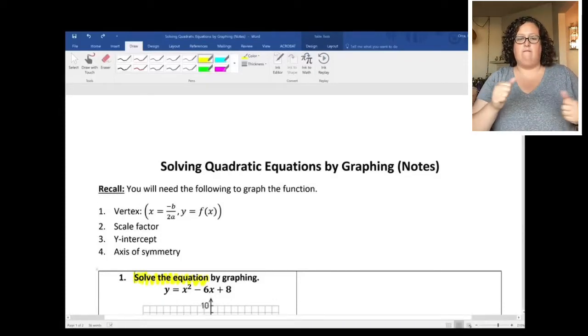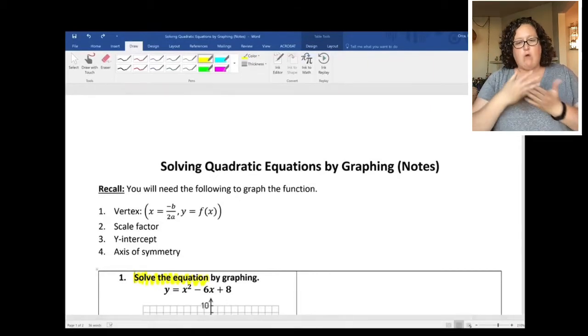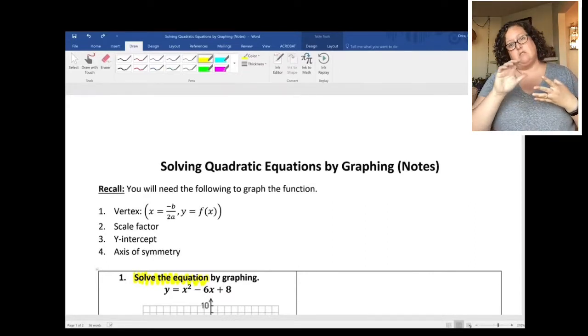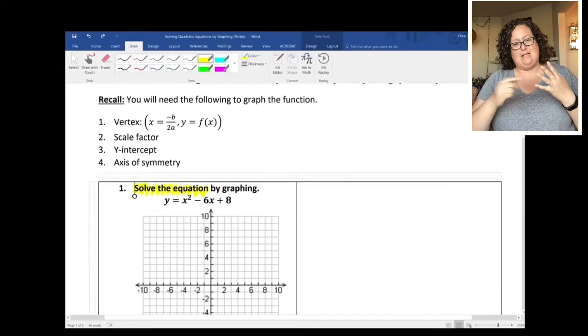Welcome back, class. Today we are solving quadratic equations by graphing. To solve these equations, you will need the following. You'll need the vertex, the scale factor, the y-intercept, and axis of symmetry. Let's get started. Problem number 1.